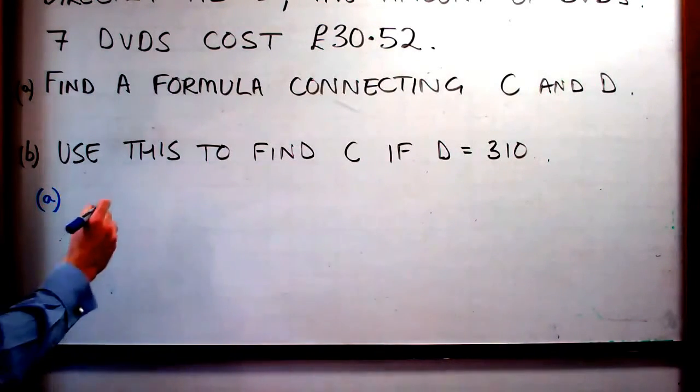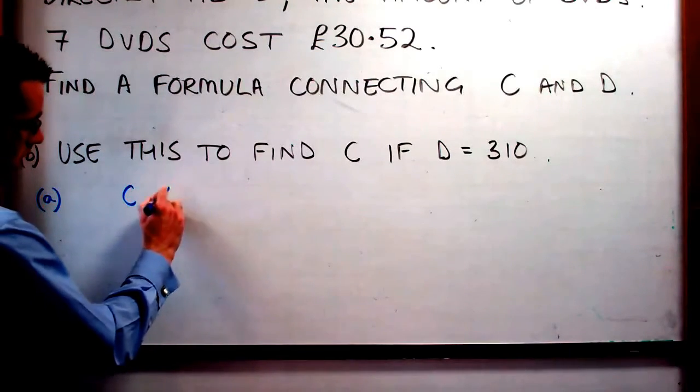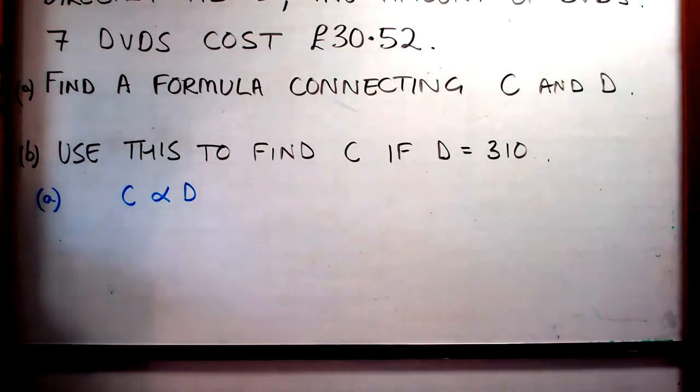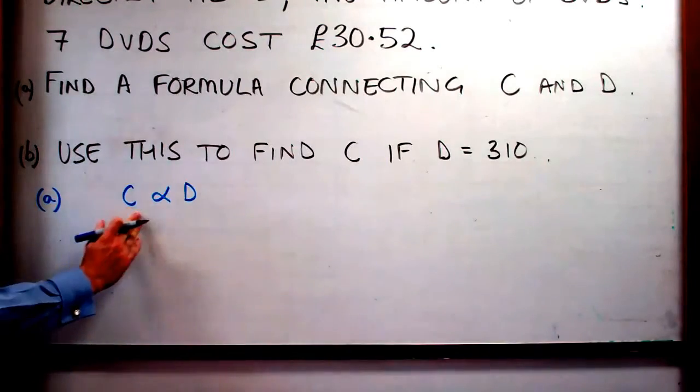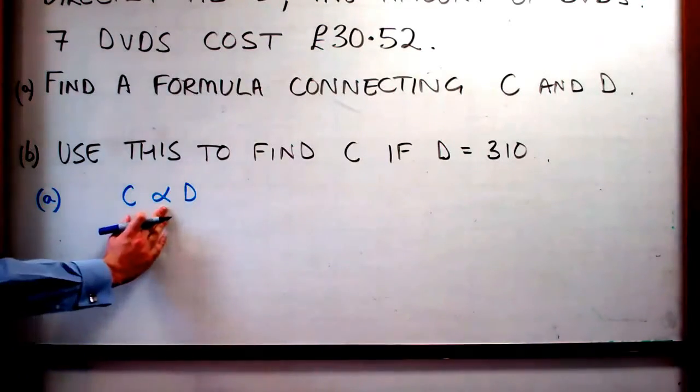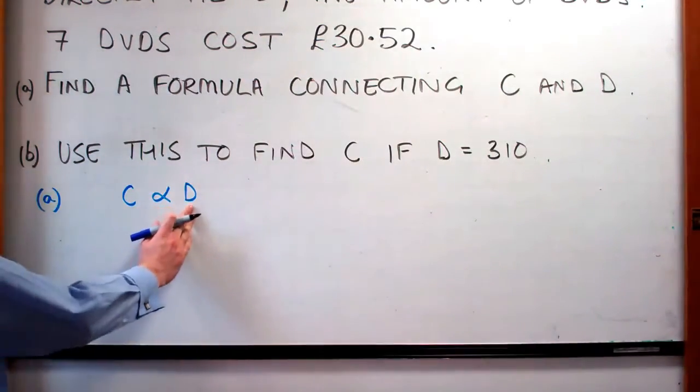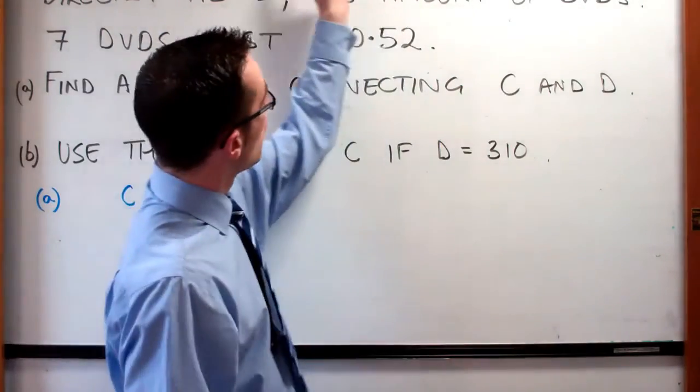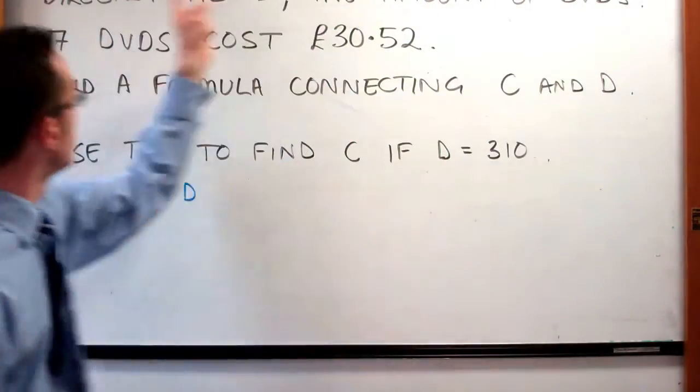is going to be, first thing we write down is the proportion statement, okay? So C varies directly as D, okay? So this statement here, cost of buying DVDs, C varies directly as D.